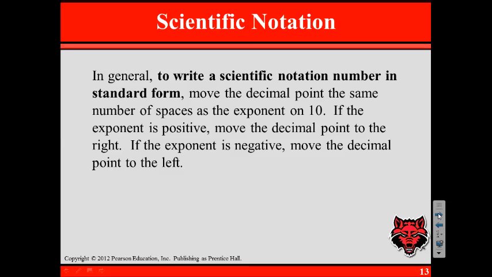In general, to write a scientific notation number in standard form, so now we want to go the opposite direction, we would move the decimal point the same number of spaces as the exponent on 10. If the exponent is positive, move the decimal point to the right. If the exponent is negative, move the decimal point to the left. So we would use the same standard notation, negatives being to the left, positives being to the right.